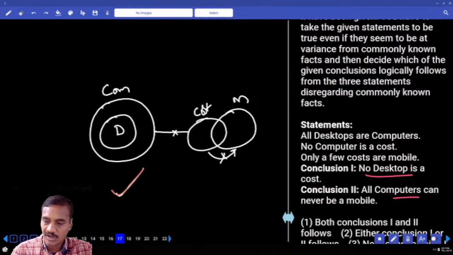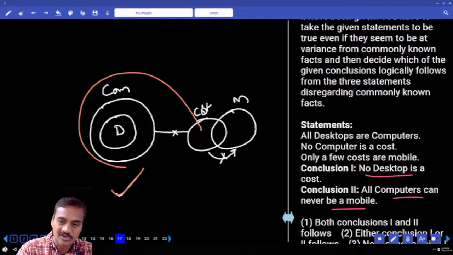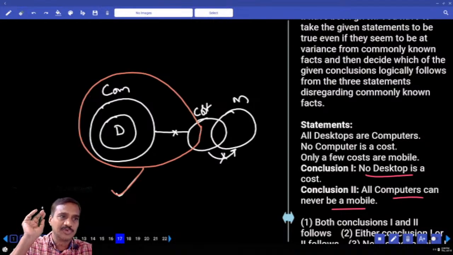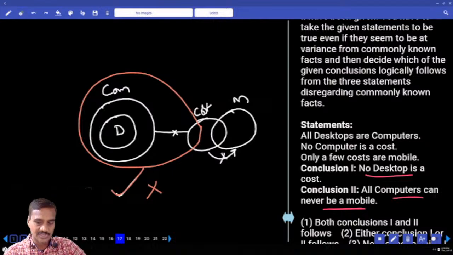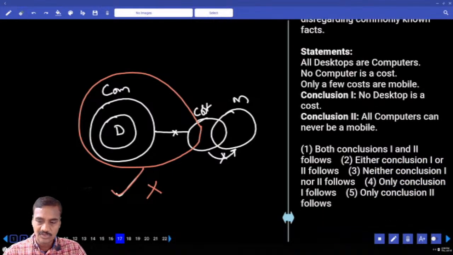Then the second, all computers can never be mobile. It means this entire computer cannot be a part of mobile. If all computers are a part of mobile, is it possible or not? Yes, for me it is possible. So that is false. And so what is your answer? Only one follows, and it is given in choice 4, question number 17.